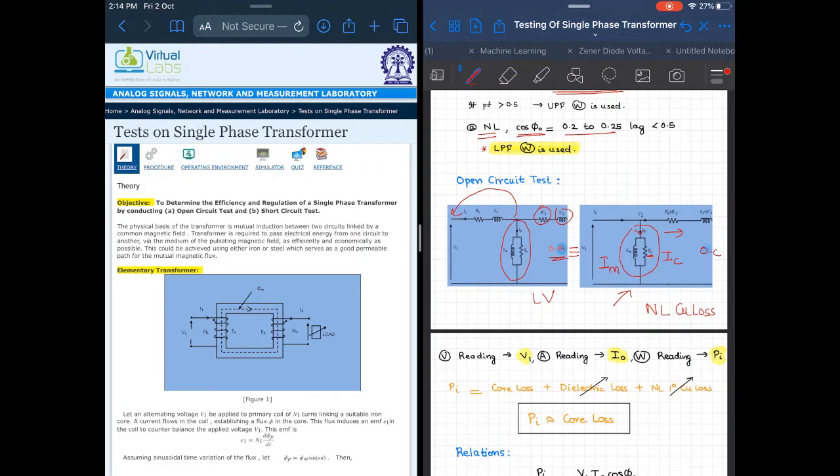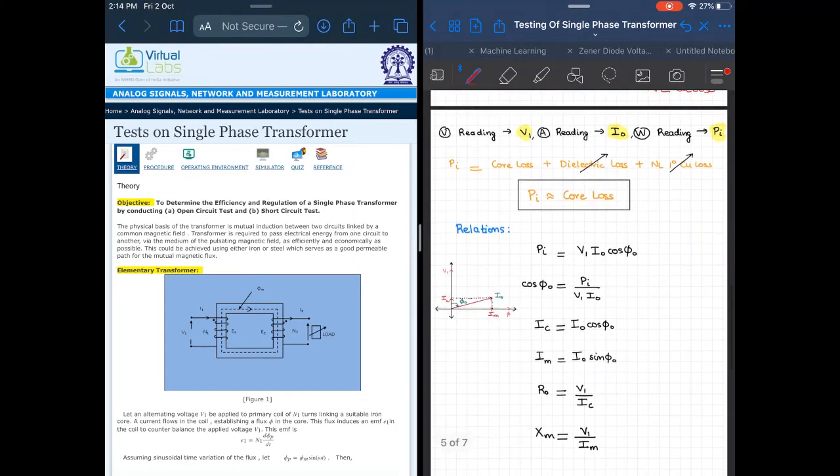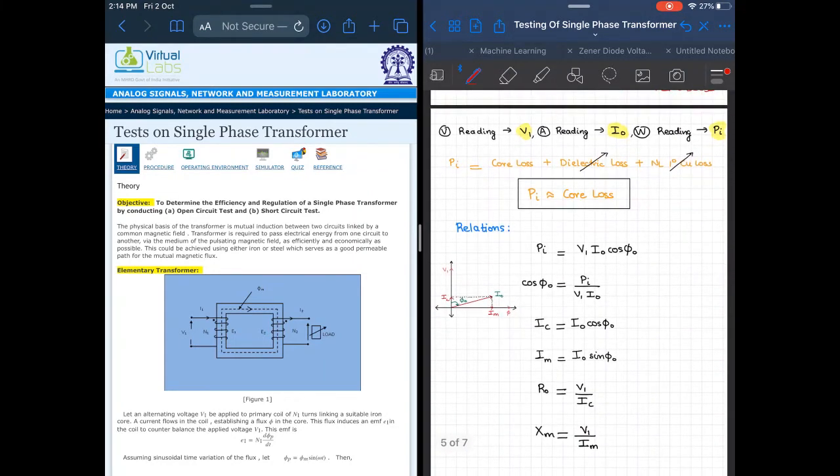Now we have the three readings as per the connection. The voltmeter will give the V1 value. The ammeter reading is I naught and the wattmeter reading is P1.